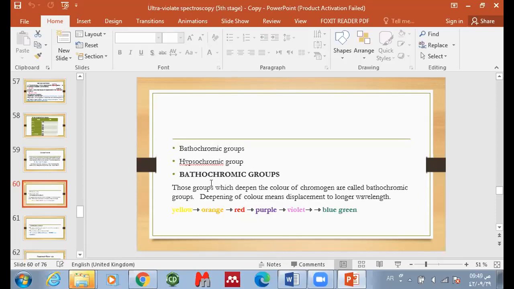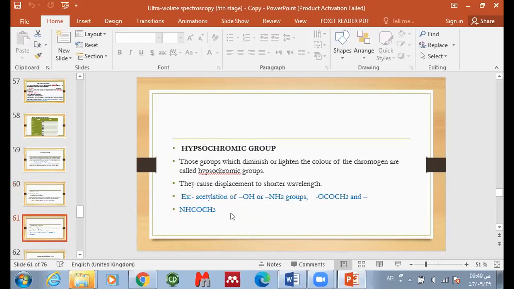So bathochromic groups will shift the absorbance from yellow to blue-green, to higher wavelength, while the hypsochromic groups will cause displacement to shorter wavelength. For example, hydroxylamine and ester groups.